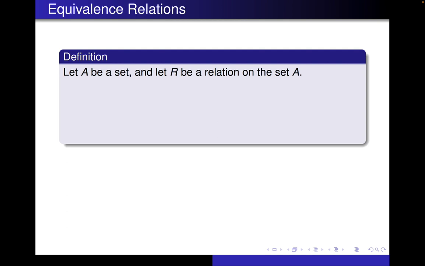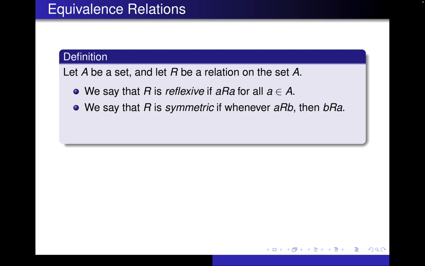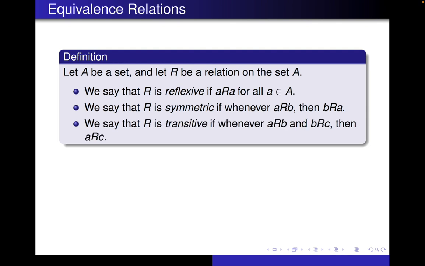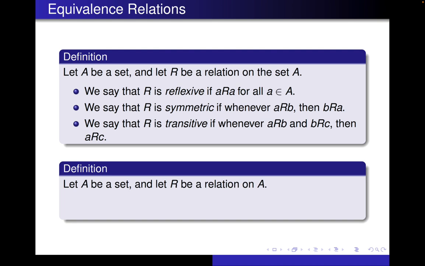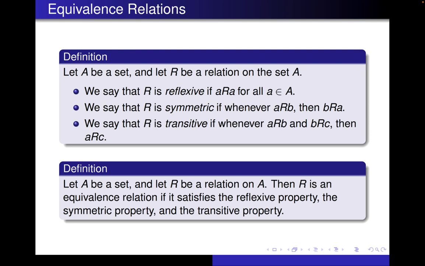So just review some definitions. If A is a set and R is a relation on the set A, we say that R is reflexive if every element of A is related to itself. We say R is symmetric if whenever A is related to B, then B is related to A. And then we say R is transitive if whenever A is related to B and B is related to C, then it follows that A is related to C. And if all three of these properties are true, then we get what's called an equivalence relation. An equivalence relation is a relation that satisfies the reflexive property, the symmetric property, and the transitive property.